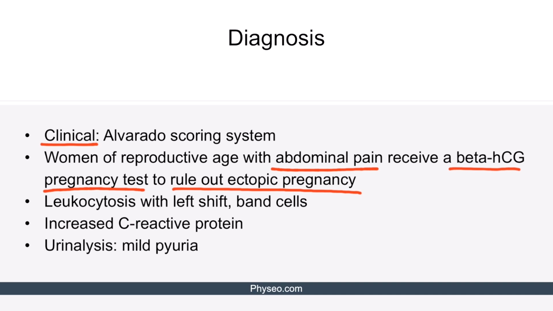Laboratory findings may reveal leukocytosis with a left shift and immature white cells called band cells due to ongoing inflammation. Increased C-reactive protein may also be present. Lastly, urinalysis can present with mild pyuria due to appendiceal inflammation irritating the ureter or bladder.